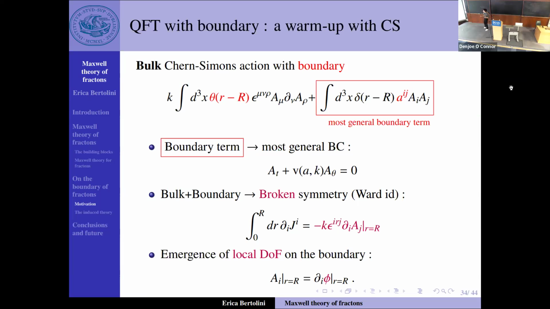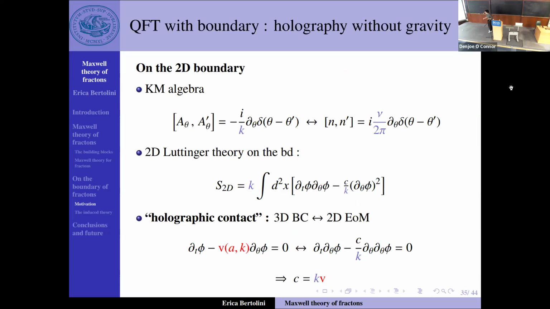From adding a boundary, one breaks gauge symmetry, for instance, and this gives a breaking in the Ward identity on the right-hand side. This gives us the opportunity to find the local degrees of freedom of the boundary to be scalar fields, as the most general solution to this on-shell equation, meaning at j equals 0. So we find in the Chern-Simons theory that the boundary degrees of freedom are scalar fields, and in particular they are chiral scalar fields.